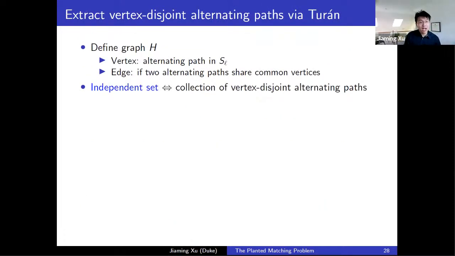Now we just need to extract a large collection of vertex disjoint paths using the Turan theorem. So the idea is the following. We define a graph where the vertices correspond to these good alternating paths in this set SL. And two nodes are connected by an edge if the two corresponding alternating paths share at least one common vertex. Okay. After this definition, you can convince yourself that an independent set of this graph just means that you have a collection of vertex disjoint alternating paths, right? Because an independent set means there's no edge, and if there's no edge, the corresponding alternating paths are vertex disjoint. Now our job is to show that this graph has a large independent set.